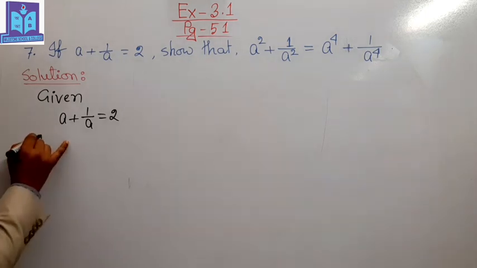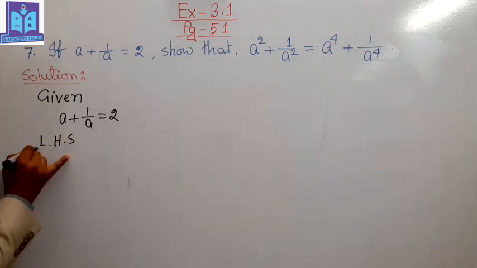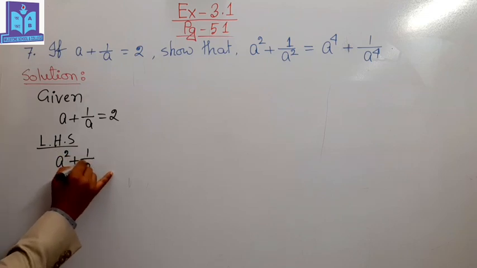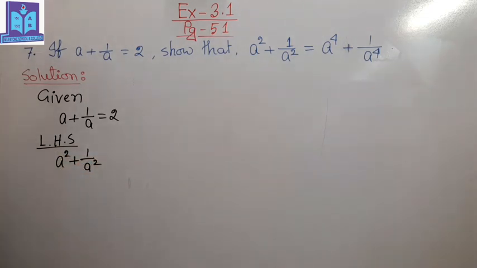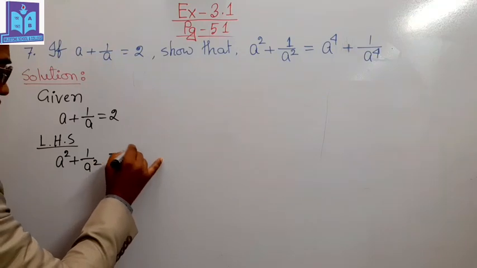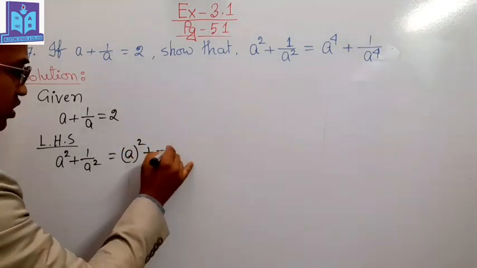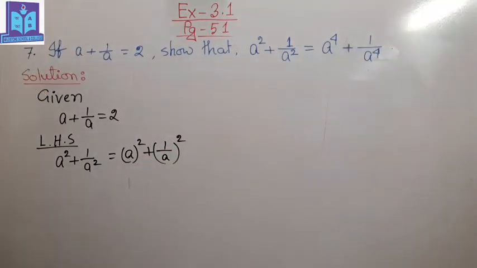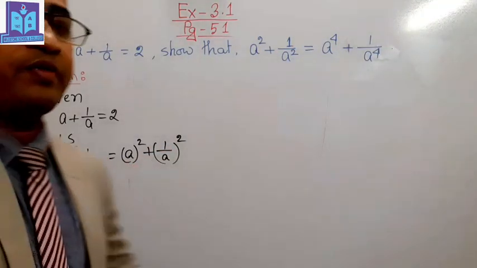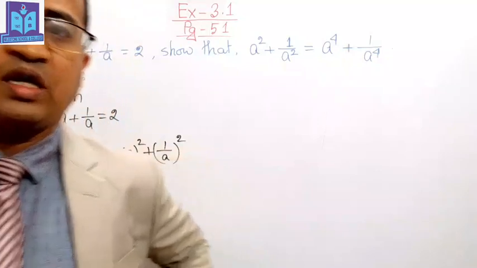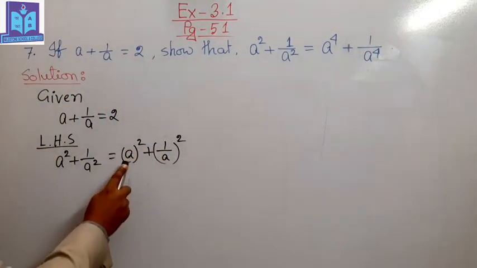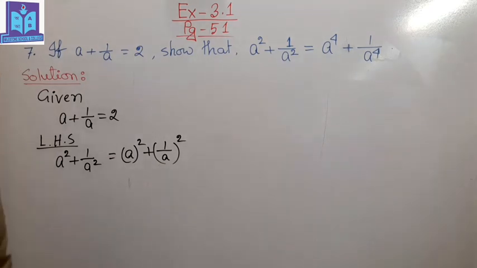Now, we will find out the value of the left hand side, that is a square plus 1 by a square. We can write (a) whole square plus (1 by a) whole square. So it becomes the format of a square plus b square. Here a means a and b means 1 by a.